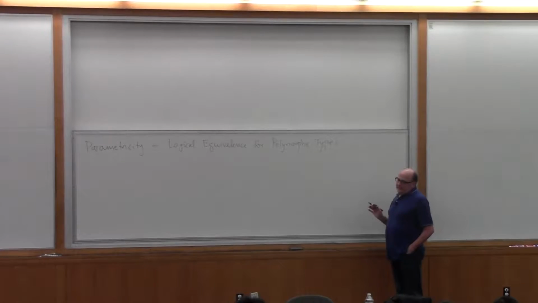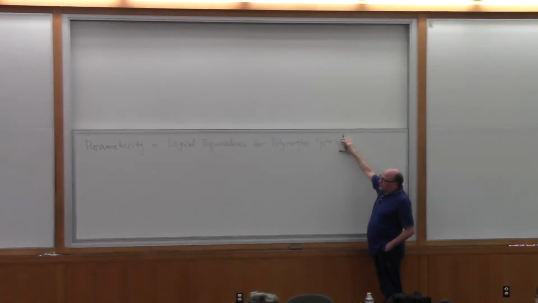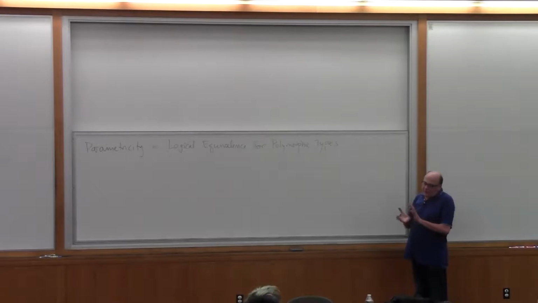But the main idea about the whole thing is that the idea of polymorphism, which informally has some idea of uniformity or genericity about it, can be exploited so that we get notions of equivalence of things of polymorphic type, which has the characteristic that it cuts down very greatly the number of possible programs of a given type, modulo observational equivalence.